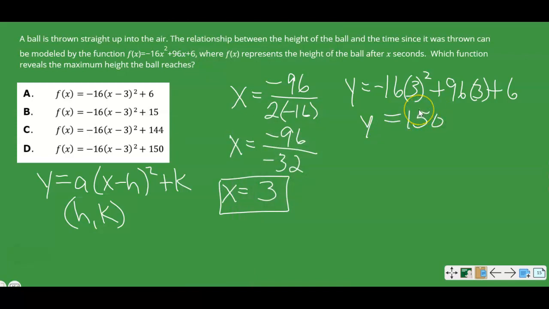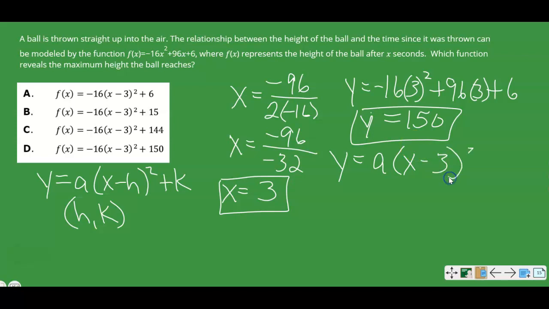When you have standard form, a is negative 16. When you convert it to vertex form, a does not change. So with what we just found, a times (x minus h) squared plus k, where the x value of our vertex is h, gives negative 16 times (x minus 3) squared plus 150. So that's going to be our equation, and D is the correct answer.